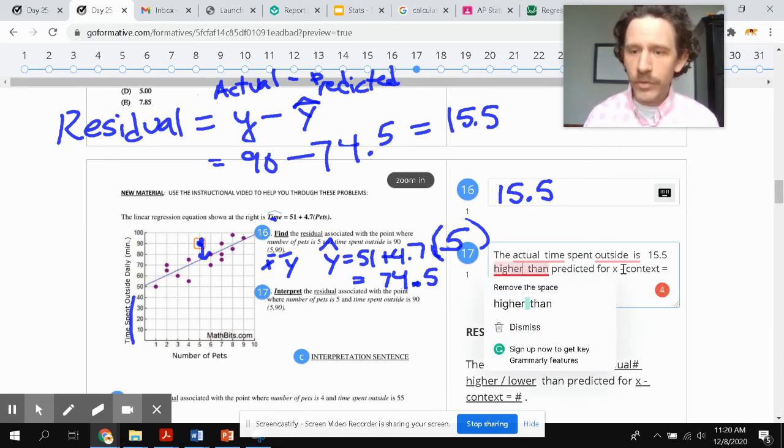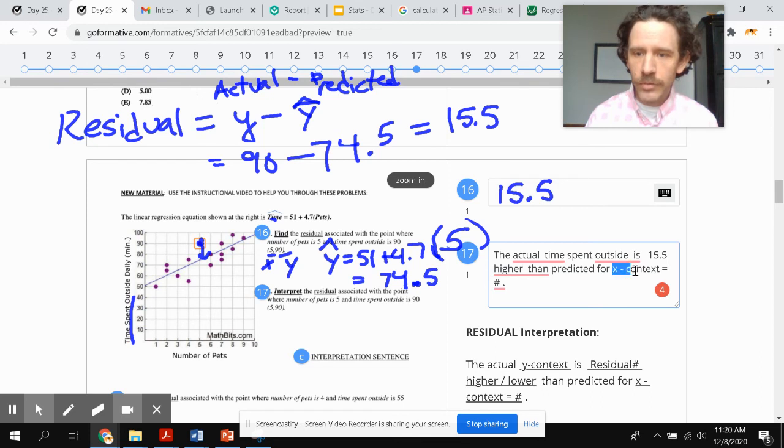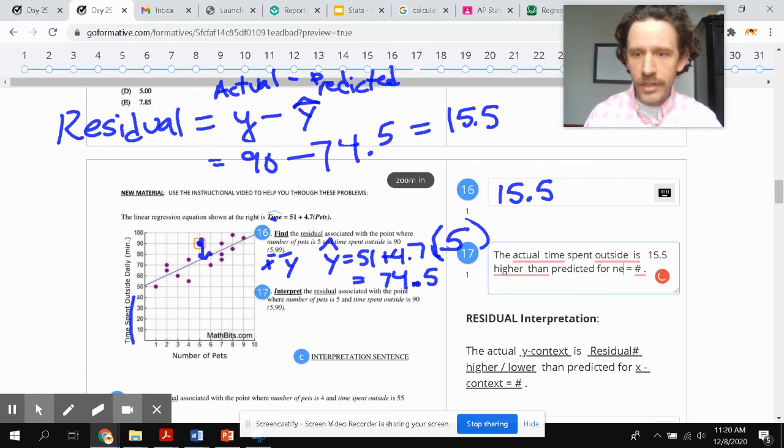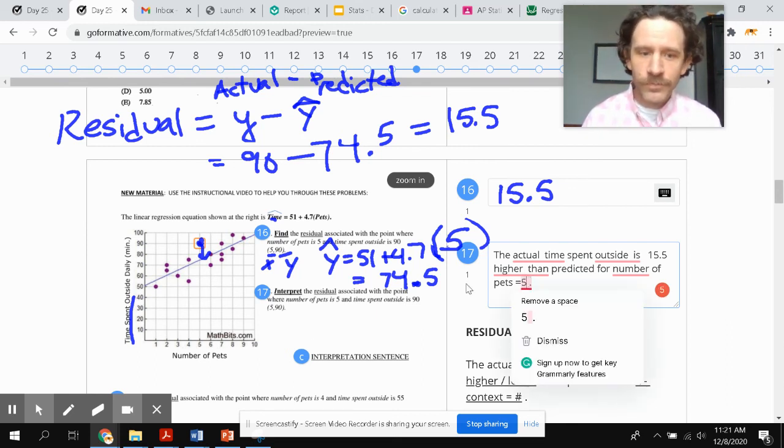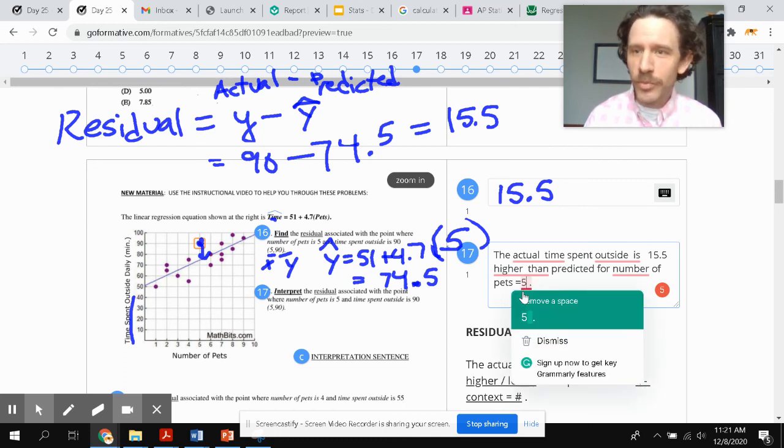And where did that happen? For what value of x did that happen? Well, what's our x context? Our x here is number of pets. So we change that. We can see that in the graph. We can see that in the equation of the line. And where did that happen? For what value? It was 5, not 90. Our x is 5. For the number of pets, that was equal to 5. Okay? And that's your framework. Use that every time you have to interpret a residual.